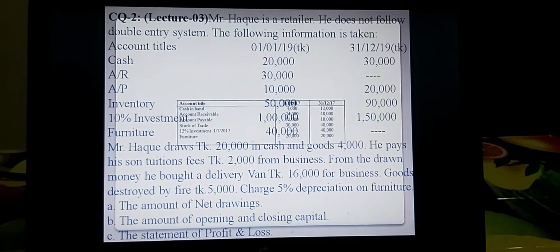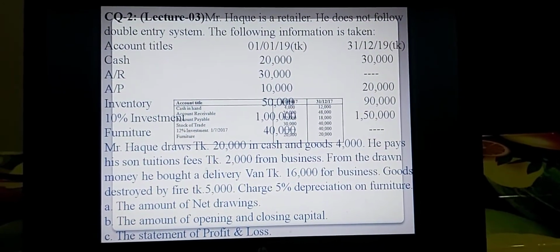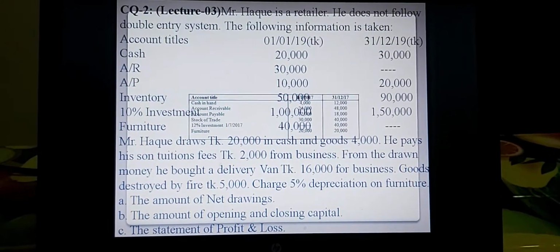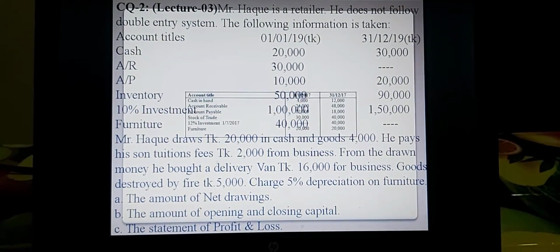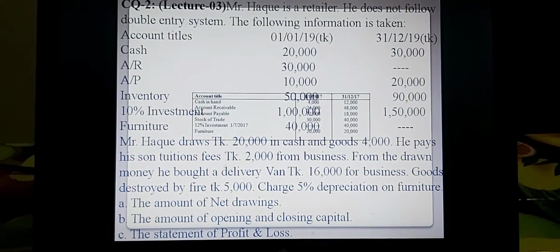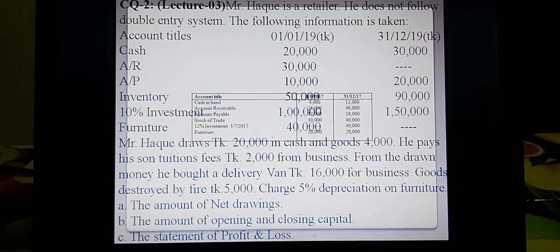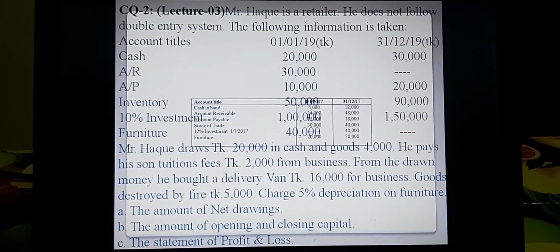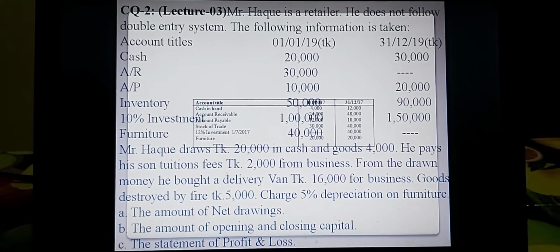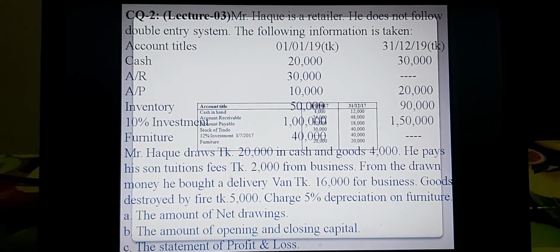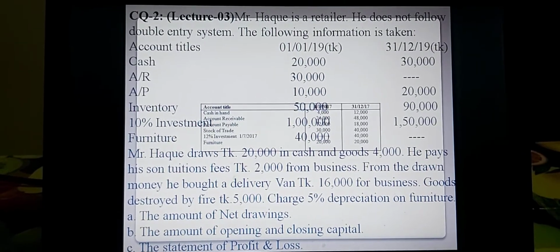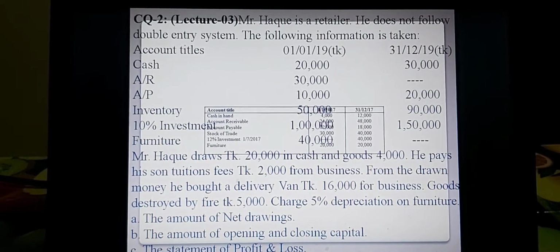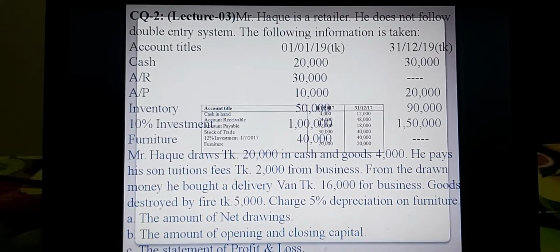Next item, accounts payable 10,000 opening amount and 20,000 closing amount. Inventory opening amount is taka 50,000 and closing amount is taka 90,000. 10% investment, that is long-term investment, opening amount is taka 1 lakh and closing amount is taka 1,50,000. Furniture opening amount is taka 40,000 but closing amount is not given.